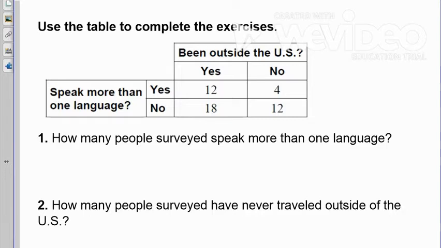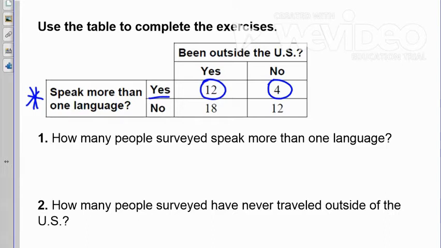Okay, so the first question says, how many people surveyed speak more than one language? So what we need to look at here, guys, is the question listed right here. We're looking to see who answered yes to speaking more than one language. Now we have two numbers here, okay? We have yes, we have 12, and we have 4. Now we're not talking about if they've been outside the US for this question, so it's really important that you are only paying attention to this question right now.